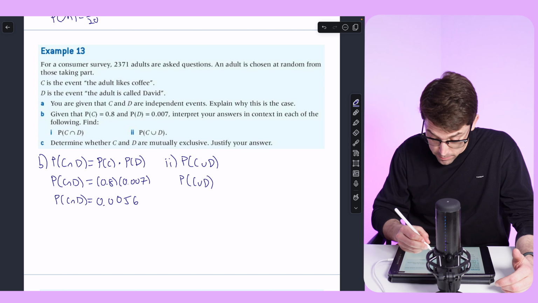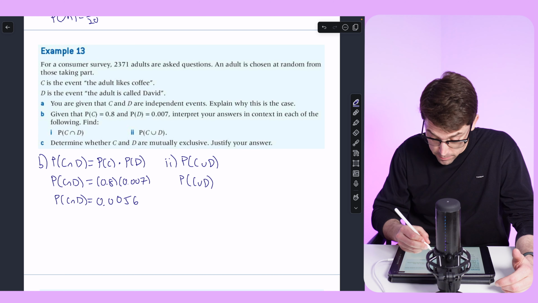So what was the probability of C? Well, the probability of C was equal to 0.8. The probability of D was 0.007. And the probability of the intersection was 0.0056, meaning that the probability of the union of liking coffee or being named David is going to be 0.8104, meaning about an 81% chance that your name is David or you like coffee. Or your name is David and you like coffee, right? In either way, I have expressed this correctly.